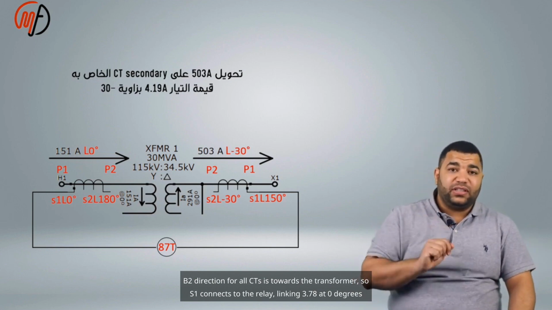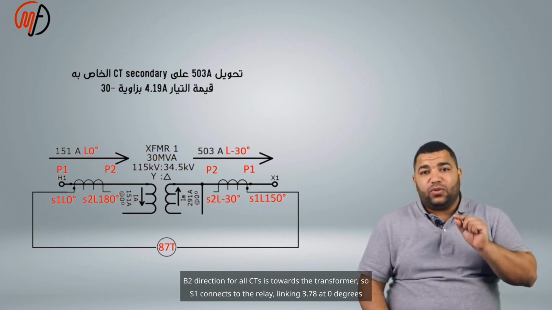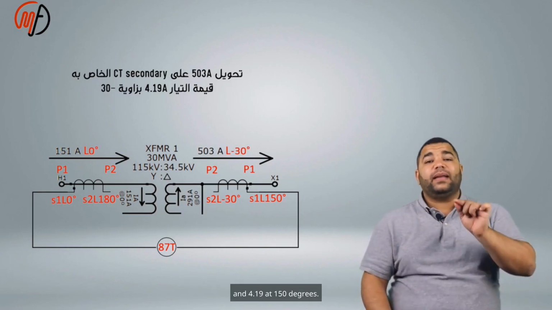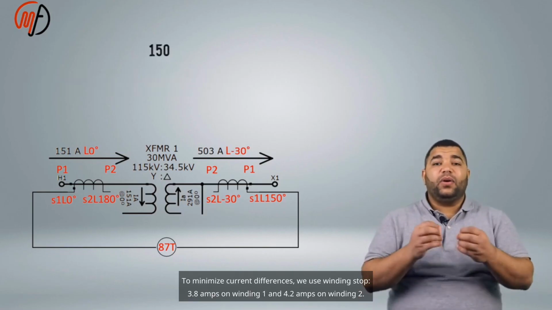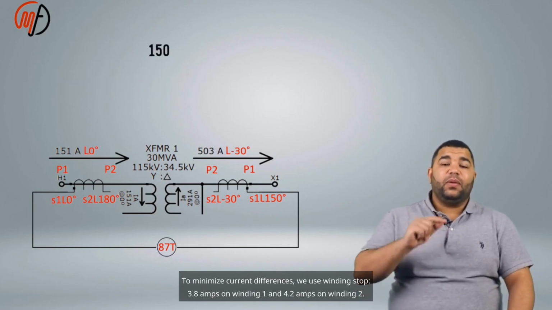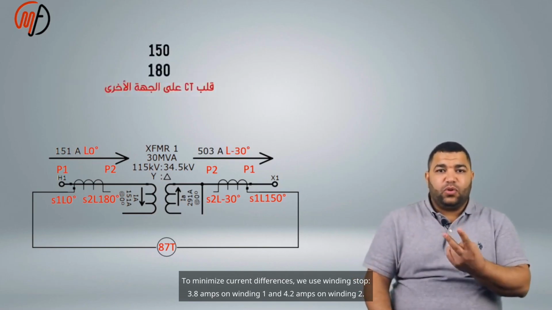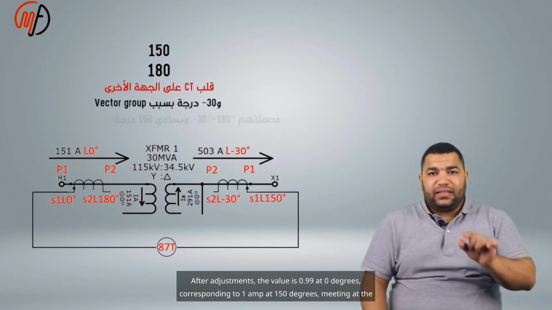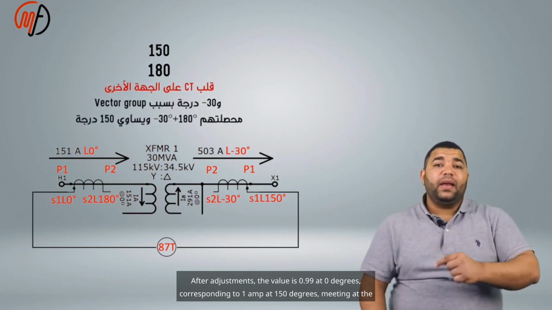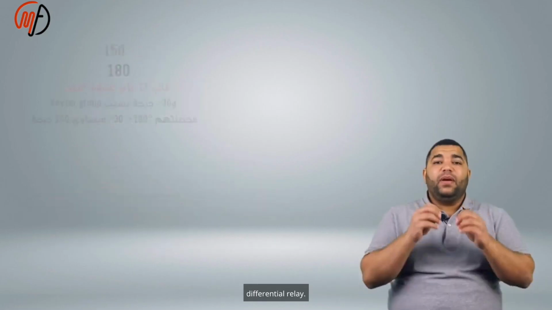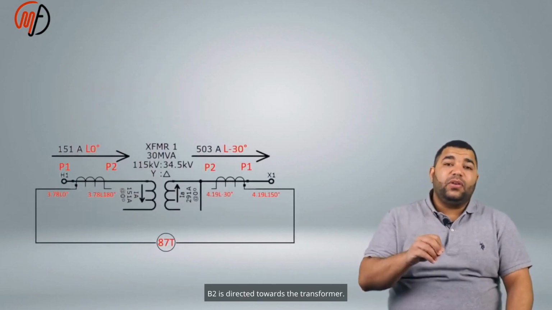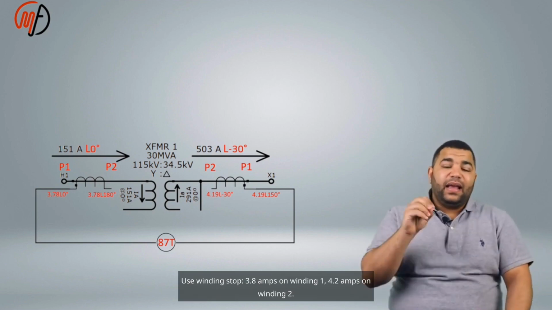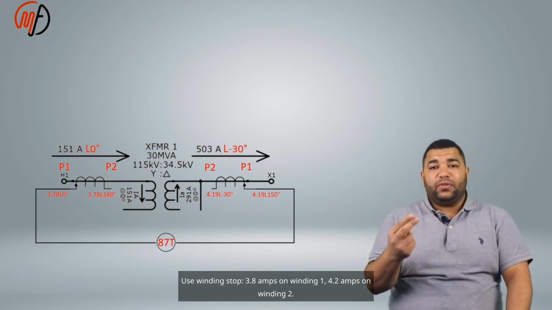P2 direction for all CTs is towards the transformer, so S1 connects to the relay, linking 3.78 at 0 degrees and 4.19 at 150 degrees. To minimize current differences, we use winding tap, 3.8 amps on winding 1 and 4.2 amps on winding 2. After adjustments, the value is 0.99 at 0 degrees, corresponding to 1 amp at 150 degrees, meeting at the differential relay.